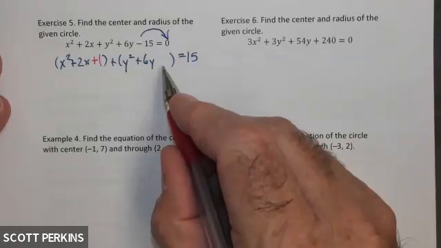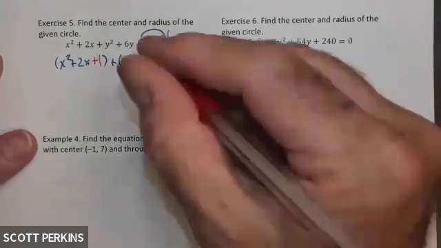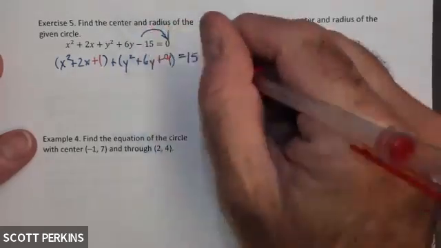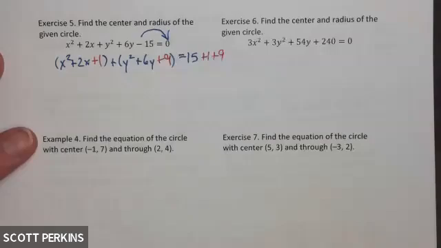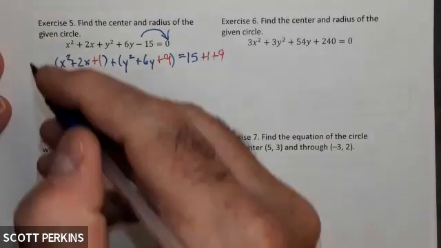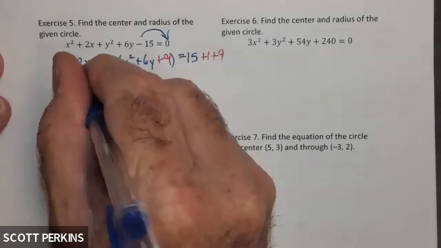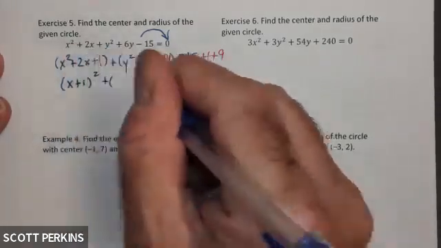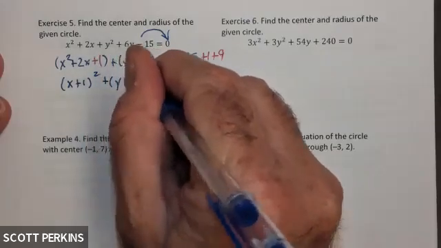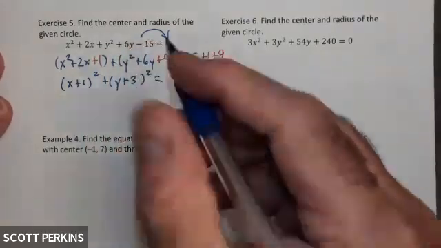And then what am I going to add in this parenthesis right here? Perfect. Half of 6 is 3. And so then I've got to do the same thing on the other side. So I will. And so I have this first one, x plus 1 squared, and then I have y plus 3 squared. And then when I add these numbers, I get 25.